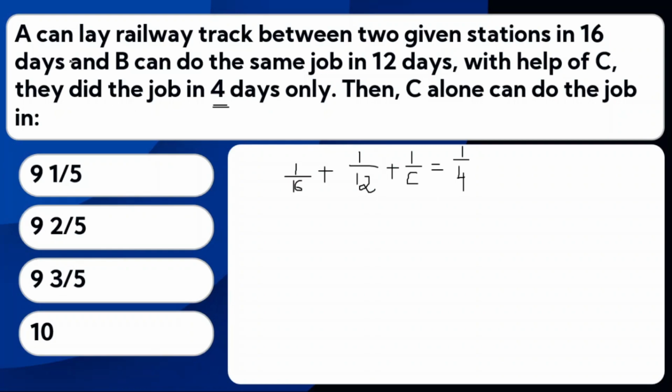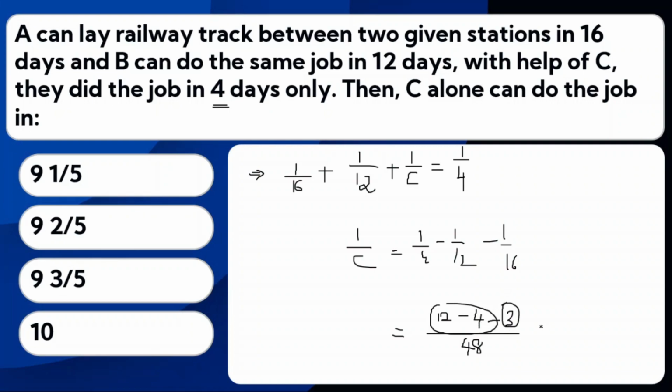If you are able to convert the given question into a simple per-day work expression, it will become much easier. So 1/C equals 1/4 minus 1/12 minus 1/16. What is the LCM of 4, 12 and 16? It is 48, right? So 48 divided by 4 is 12, 12 goes 4 times, and 16 goes 3 times. So 12 minus 4 is 8, 8 minus 3 is 5. So the total fraction is 5/48.